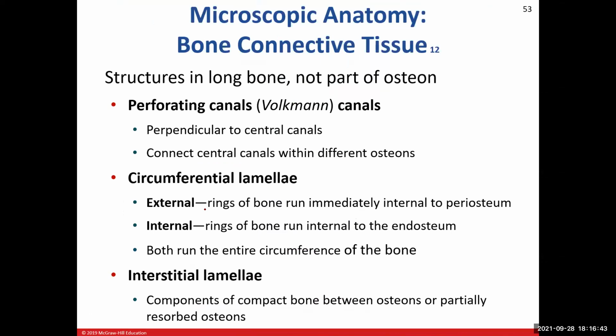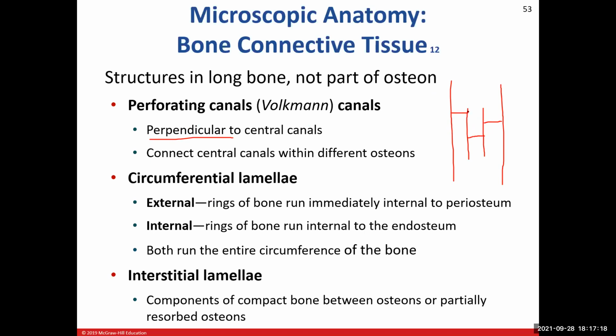All right, so we talked about the central canals, and those run parallel to the diaphysis. Well, guess what? You've got another set of canals, which are called Volkmann canals, also known as perforating canals. These canals go perpendicular to the central canals. So here is the diaphysis of our bone. The central canals go this way, whereas the Volkmann or the perforating canals go perpendicular.